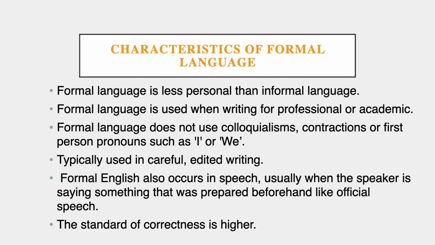Formal language is less personal than informal language, meaning it is not a personal type of communication. It is used when writing for professional or academic purposes. Formal language does not use colloquialisms, contractions, or first-person pronouns such as I or we. These usages are common in informal English. Formal English is typically used in careful, edited writing. It also occurs in speech, usually when the speaker is saying something that was prepared beforehand, like an official speech. The standard of correctness is higher.